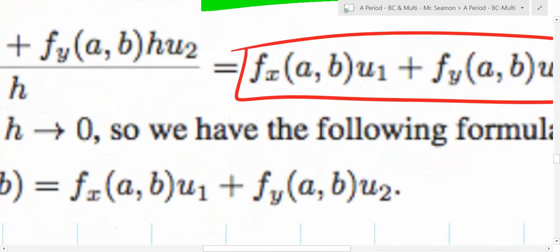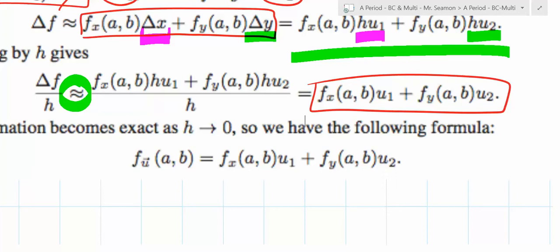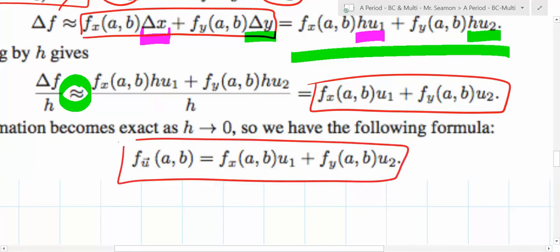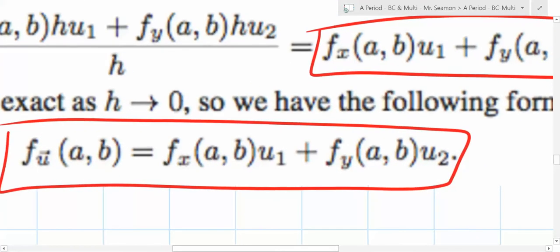So what does this mean? You get this wonderful formula which states the derivative in the u direction is f_x at (a, b) times u1 plus f_y at (a, b) times u2, where u1 and u2 are the components of the unit vector. So you find the unit vector, you compute the directional derivative in terms of x and in terms of y, and then you're done.